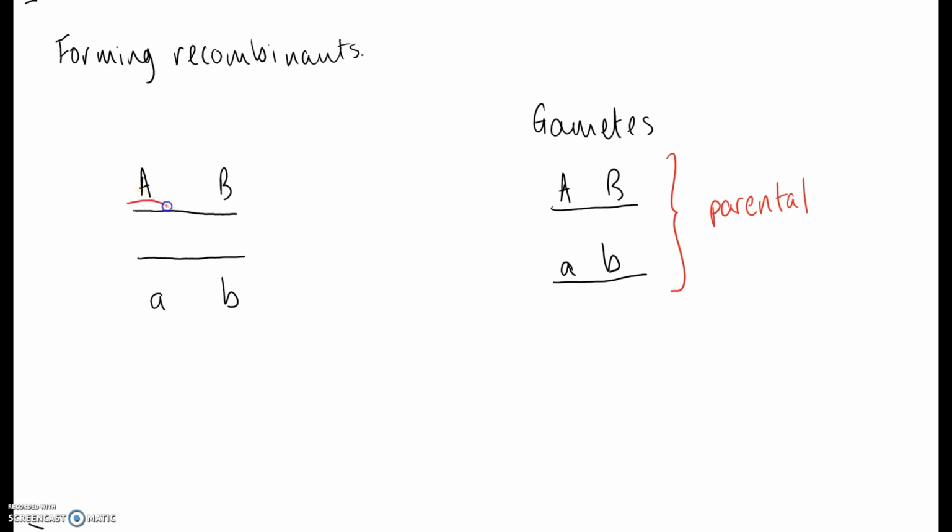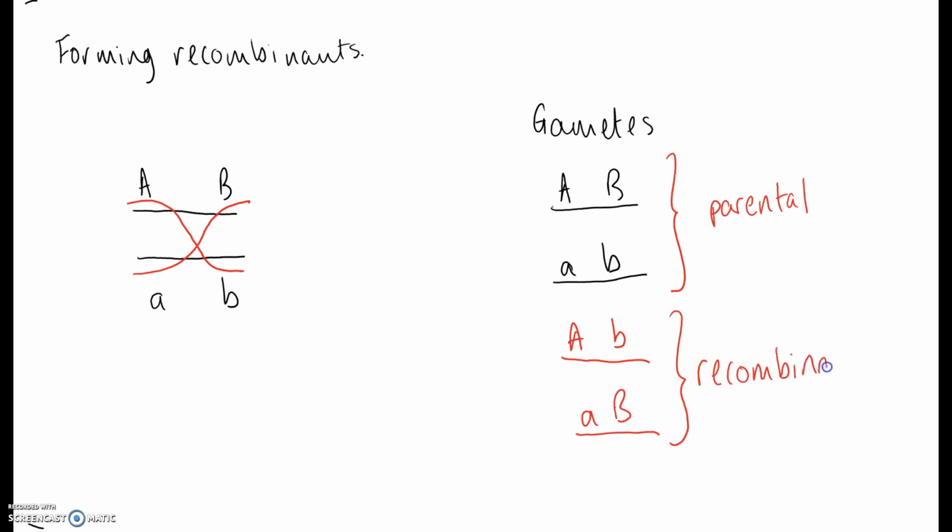So if this chromosome crossed over with that chromosome, then what you would end up with is a big A, little b gamete and a little a, big B gamete. So those are called the recombinant gametes. Now these will happen less frequently than the parental gametes, and consequently the recombinant gametes and therefore the recombinant phenotypes occur less frequently, which disrupts the expected Mendelian ratios.